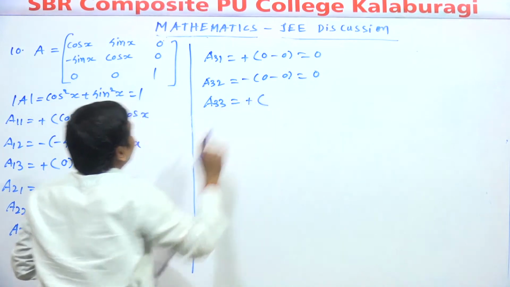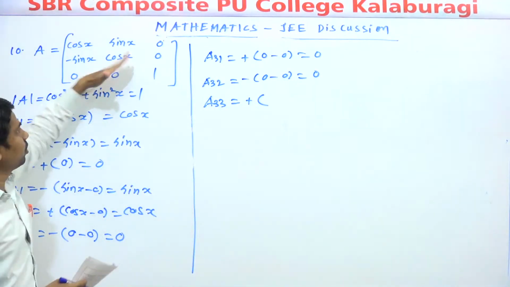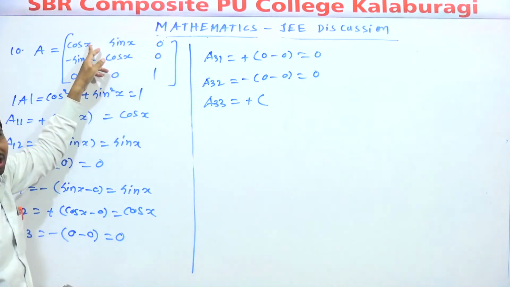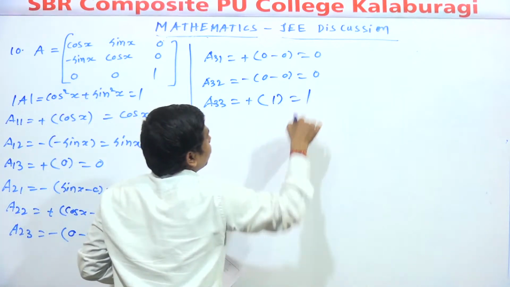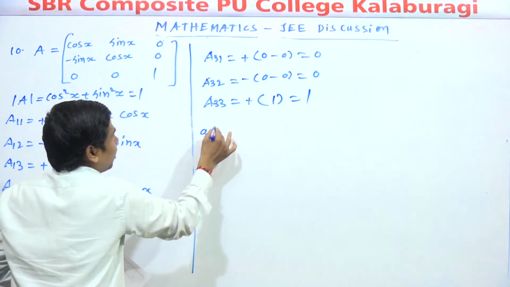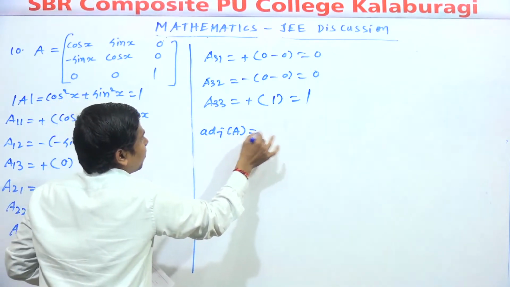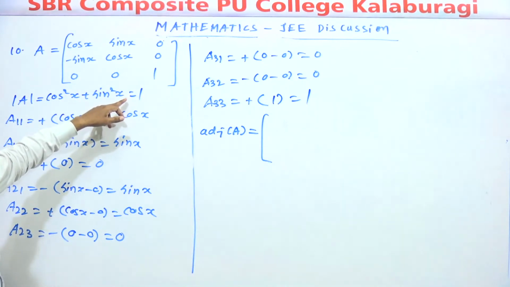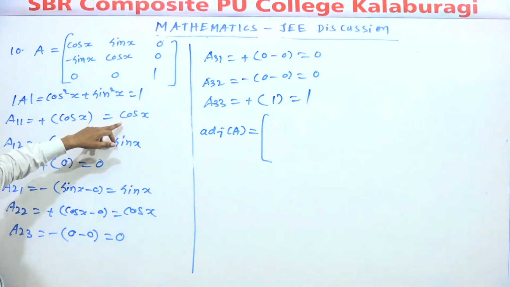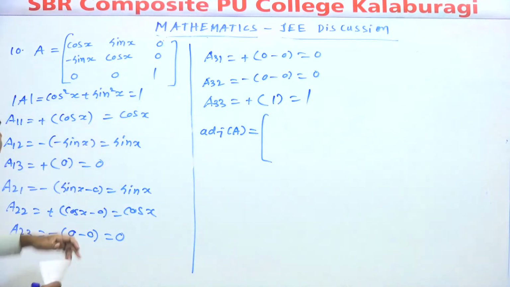A33 plus of third row, third column suppressed. Cos x into cos x, cos square x plus sin square x, it is what? 1. It is 1 and everything. So let us write the adjoint of A now. We will write the elements in column order. If you write in column order, that is the transpose of the cofactor matrix, the adjoint.